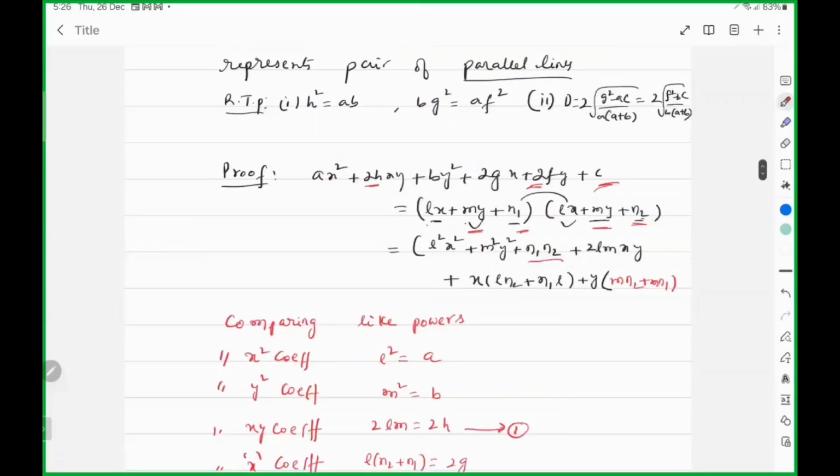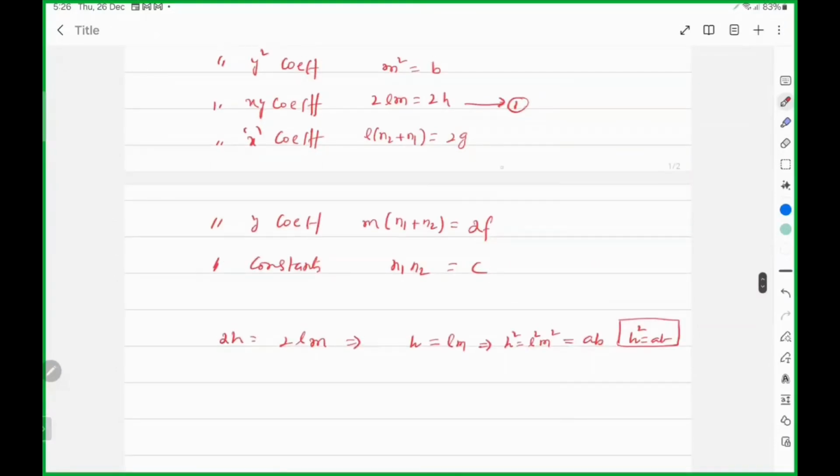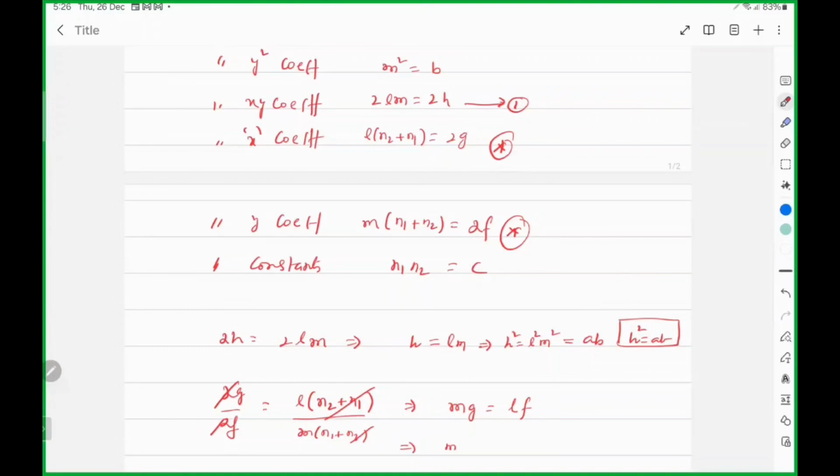And bg square equals af square. I will consider these two, 2g by 2f, if I take L into n1 plus n2 by m into n1 plus n2. So mg is equal to Lf. Squaring both sides, m square is b, L square is a. The first part proof is over.